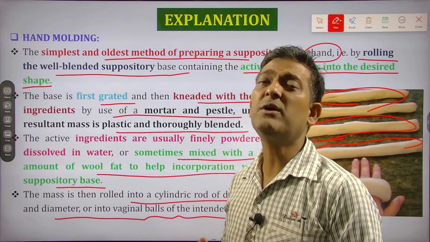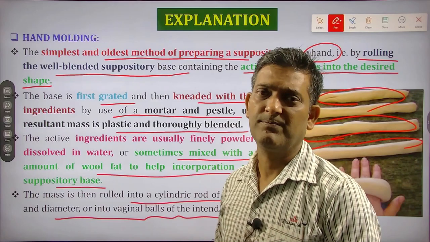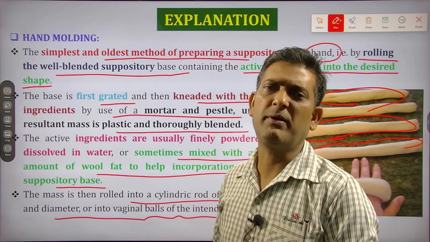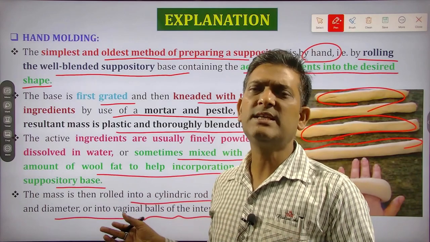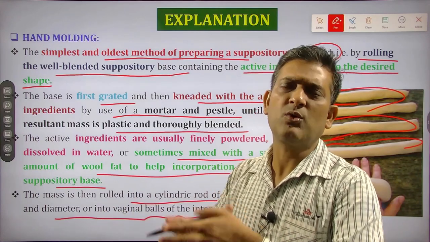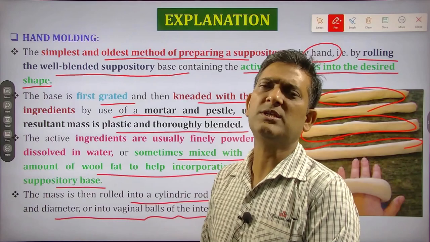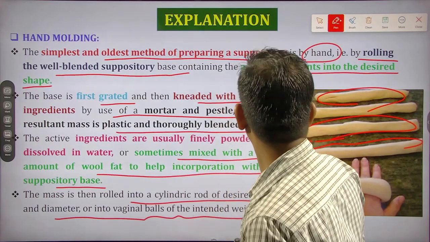So depending upon that, you are preparing manually. By hand rolling means manually you are preparing. There is no instrument, no machinery used, no semi-automatic, no automatic, but a completely manual process you are preparing.